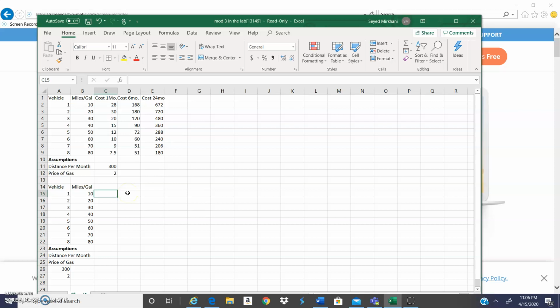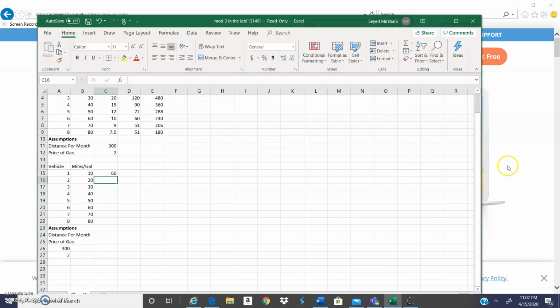I will put an equal sign, and then I would say this number, of course you wanted the parentheses first, divided by this number, which means when we divide 300 by 10, we get 30. That means 30 gallons you use to go to work every month. We close the parentheses and then we multiply it by 2. And when I click enter, that will be $60.